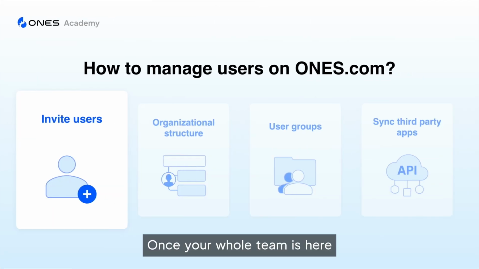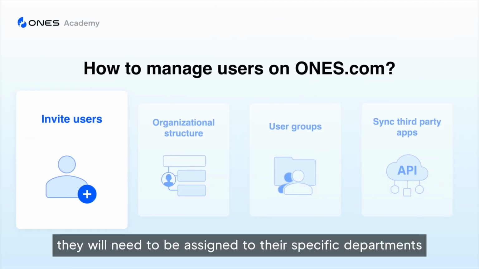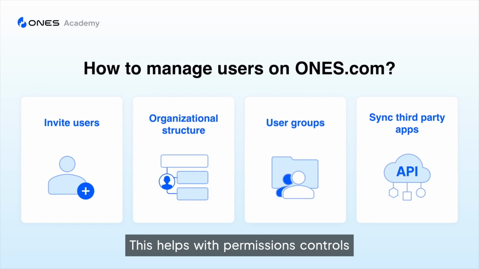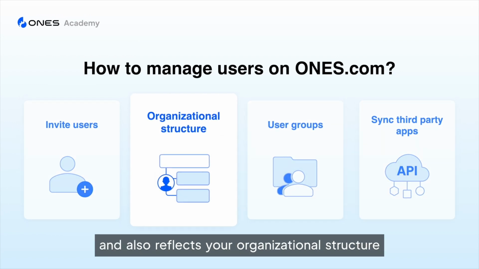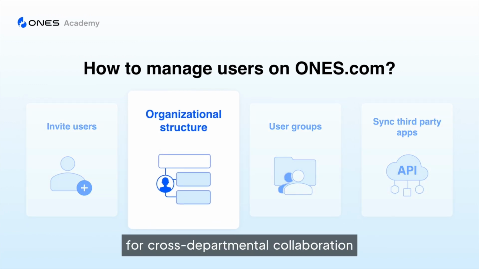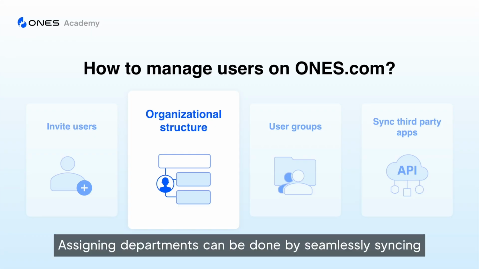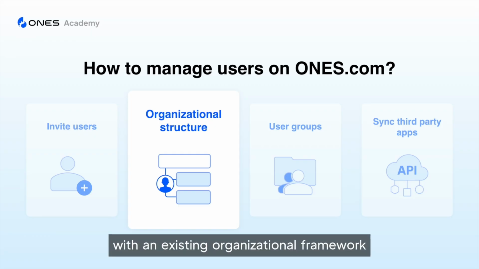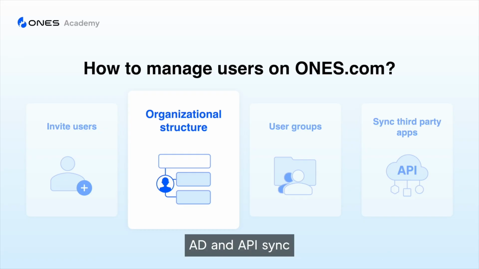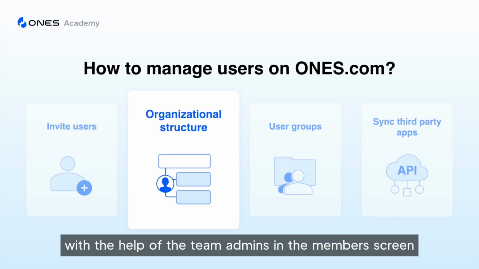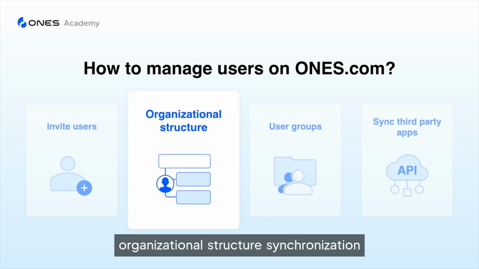Once your whole team is here, they will need to be assigned to their specific departments. This helps with permissions controls and also reflects your organizational structure for cross-departmental collaboration. Assigning departments can be done by seamlessly syncing with an existing organizational framework through third-party integration such as LDAP, AD, and API sync, or by creating one manually with the help of the team admins in the members screen. Currently, organizational structure synchronization is only available on ones.com on-premises.